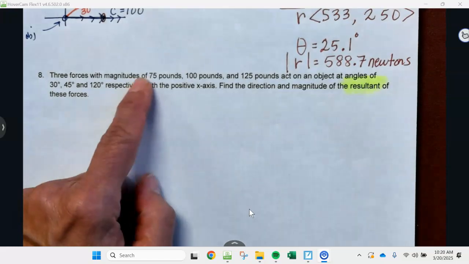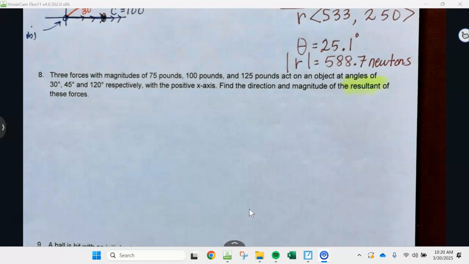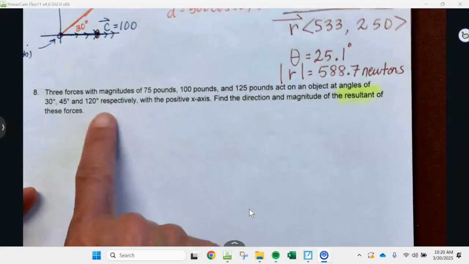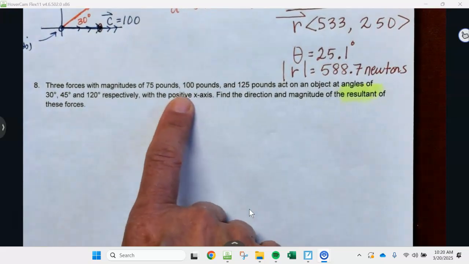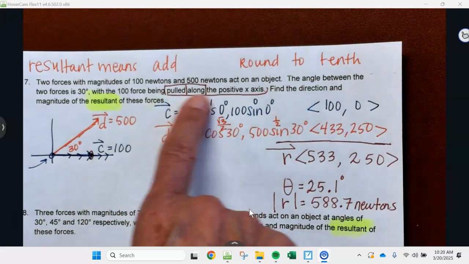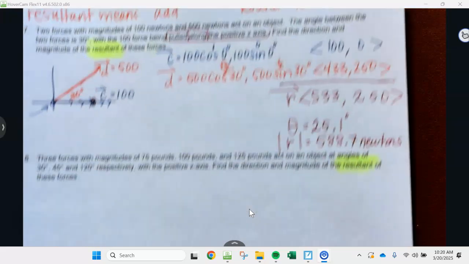3 forces with magnitudes of 75 pounds, 100 pounds, and 120 pounds act on an object at angles of 30 degrees, 45 degrees, and 120 degrees respectively with the x-axis. But y'all, it doesn't say it's being pulled along the x-axis. It's just stating it's starting in standard position. So again, if you do not see those words, then it's not going to be 0 degrees.